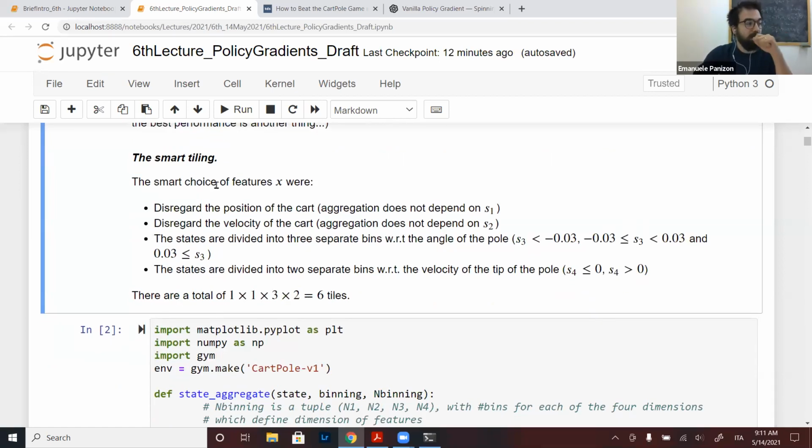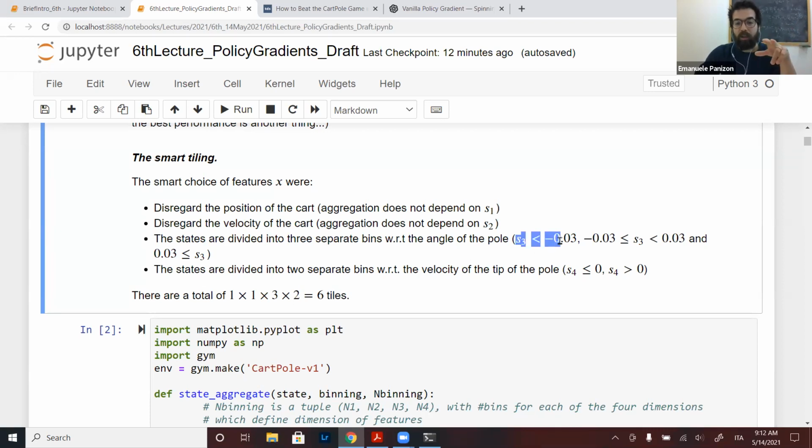Not all state aggregations are created equal. This smart choice was very simple. It was done by binning in the 4 dimensions. The first binning is that we have absolutely no interest in the position of the cart. So whatever S1 is, it will always end up in the same region. Whatever the velocity of the cart is, the region will not depend on it. And the angle is divided in 3 different regions.